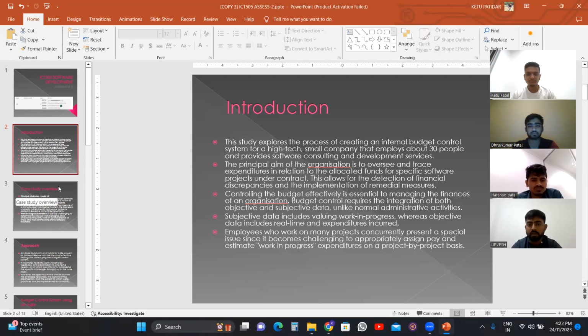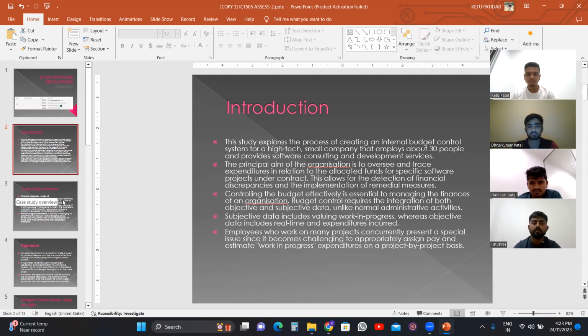This allows us to determine the finance discrimination and the implementation of remedying measures. It means we reduce where we will extend the fund in the different areas. Furthermore, controlling the budget efficiently is essential to manage the finance for the small company, like the 30 people small company. We organize the budget control and everything, so it's very beneficial at the end of the year for the company.